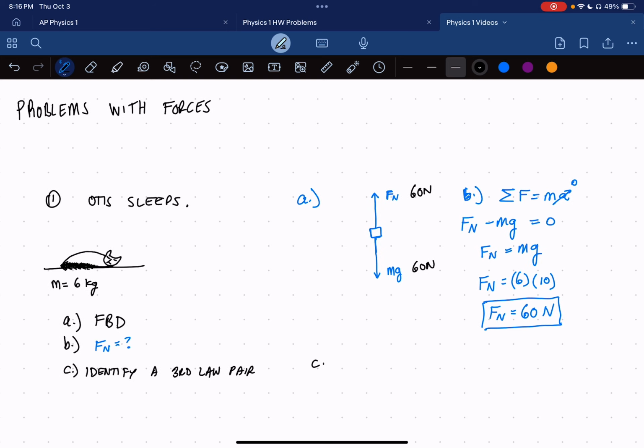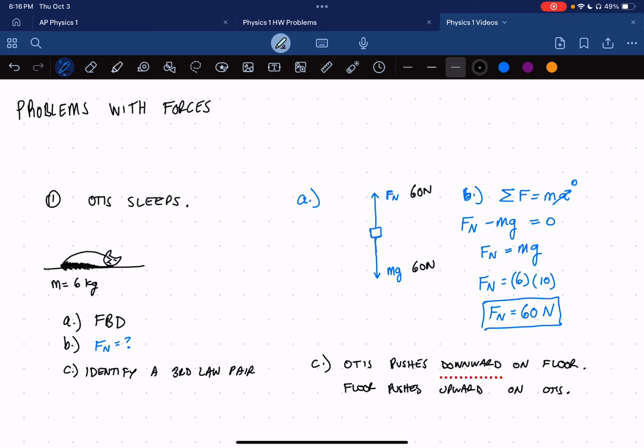Newton's third law is better stated as a sentence. We need two objects. We can say Otis and the floor. Otis pushes downward on the floor. And we can say the floor pushes upward on Otis.